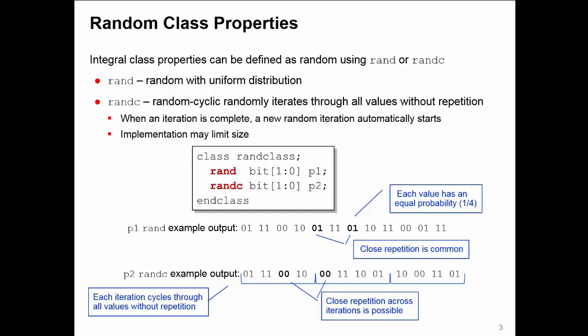possible values. Now this is computationally quite intensive, so the implementation may limit the size of the property which is allowed to be randc. Typically this is about 8 bits. If you need a cyclic property greater than 8 bits, you may have to build your own custom implementation.